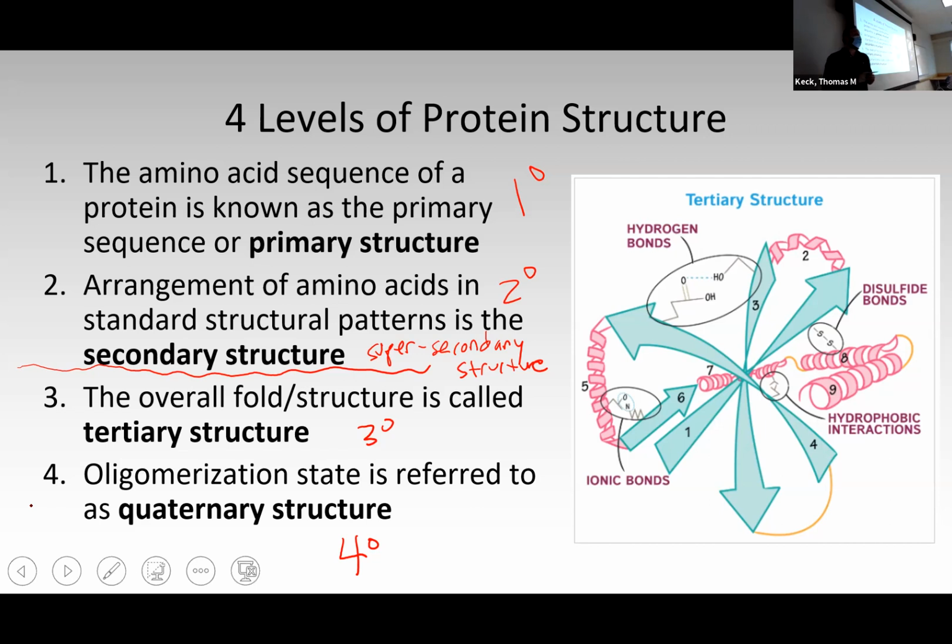All right, that process of multiple proteins coming together to form a larger, more complex structure is called oligomerization. So if I talk about oligomers in proteins, that's what that means. It is the conglomeration or the three-dimensional arrangement of multiple protein structures, making a larger, more complex structure.